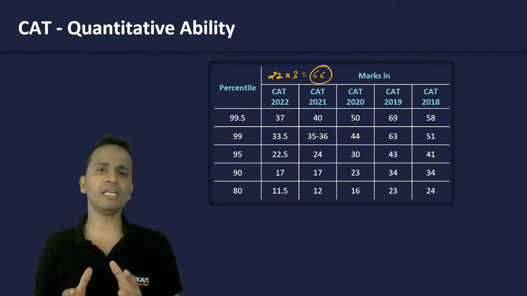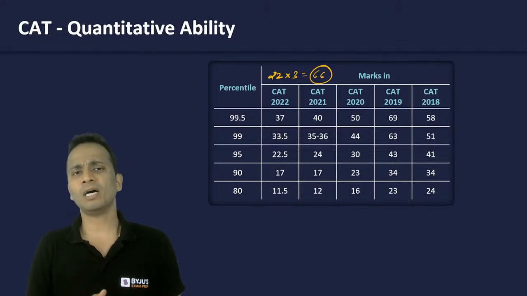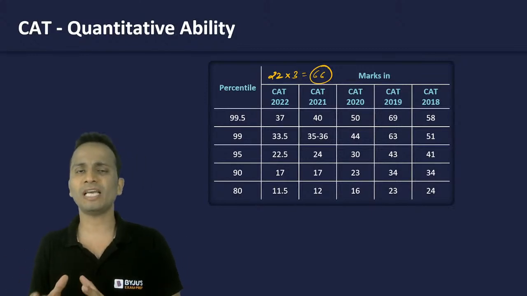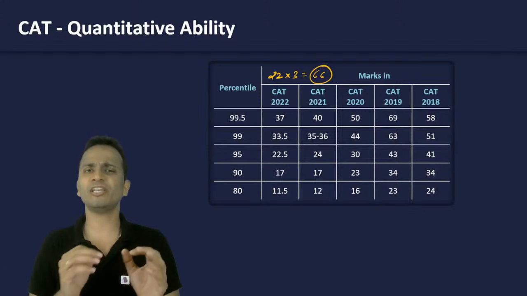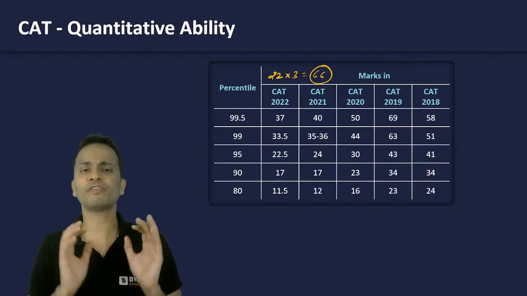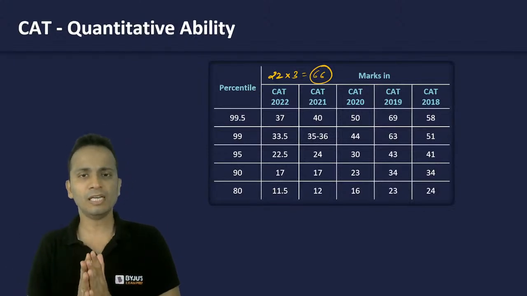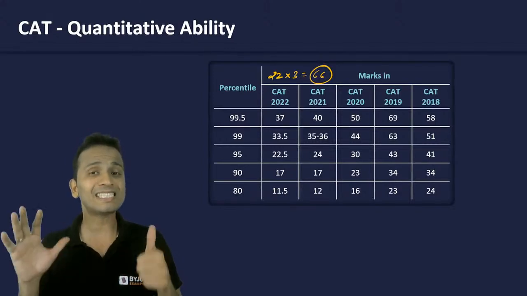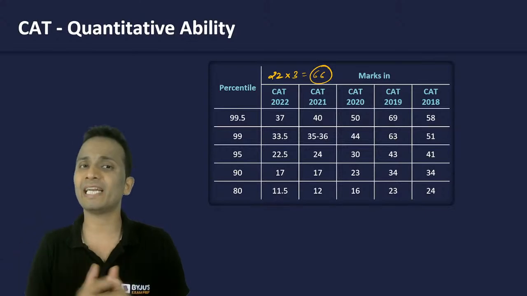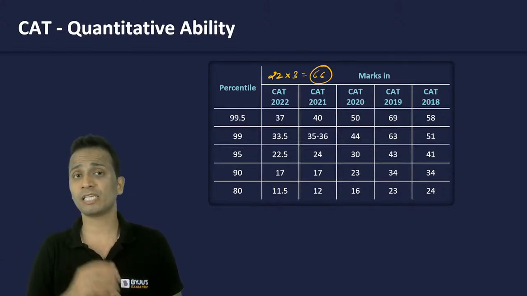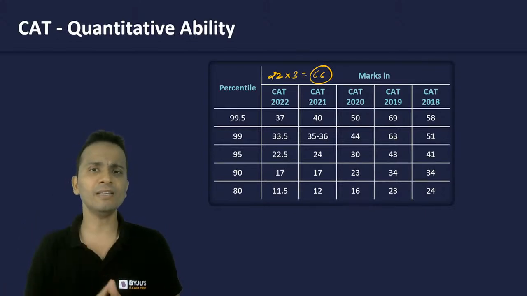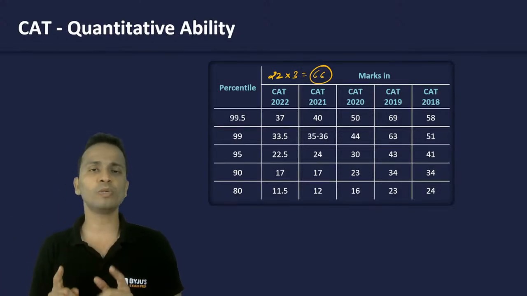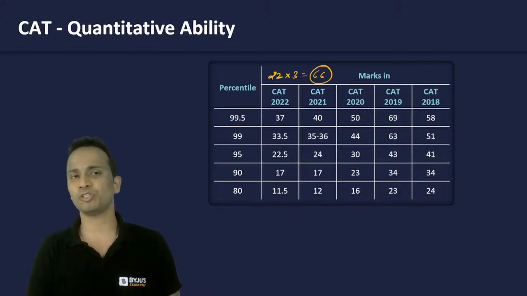So generally speaking, all the top B schools have a sectional cutoff of 90 percentile, as much as 90 percentile. Generally the sectional cutoff is not above 90 percentile. So 90 percentile, and to score 90 percentile in the QA section, you just need 6 questions to be attempted correctly. 6 questions. 6 into 3 is 18. At a score of 18, last year, a student has scored 90 plus percentile.